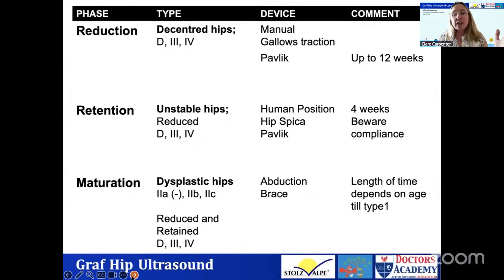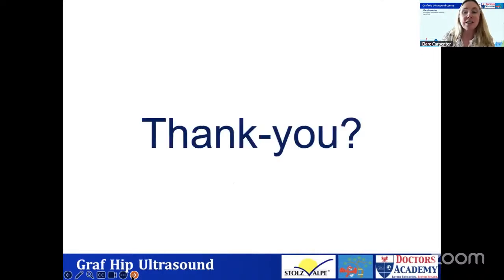Again, however you want to do it, as long as you understand the principles, we all have our own opinions on what's the best option for treatment of hips in some cases.